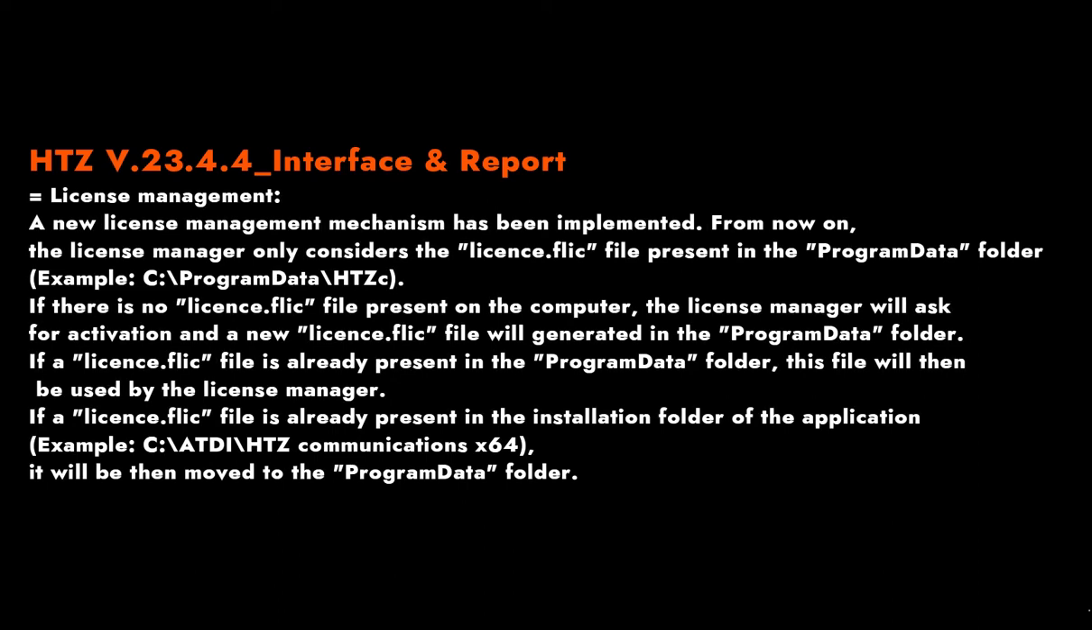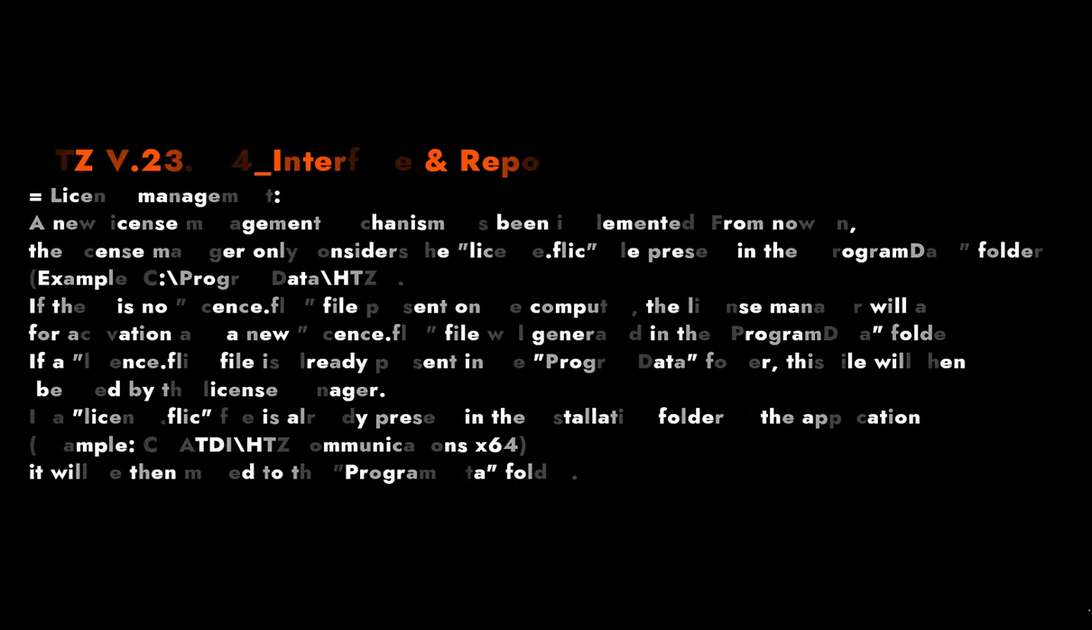For new activation, this is made straightforward. In case an upgrade is made from a license already activated, the license file will just be moved from the installation folder to the program data folder. And then if we send an upgrade of the license file, this file will have to be copied in the program data folder and no more in the application folder.